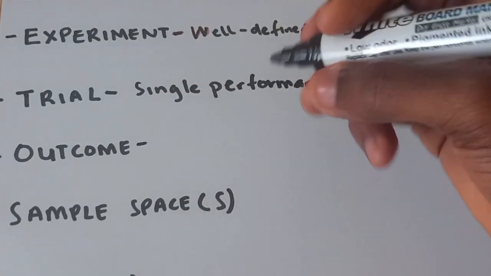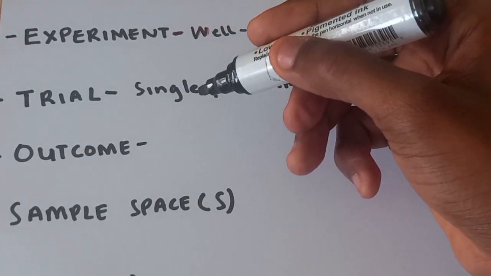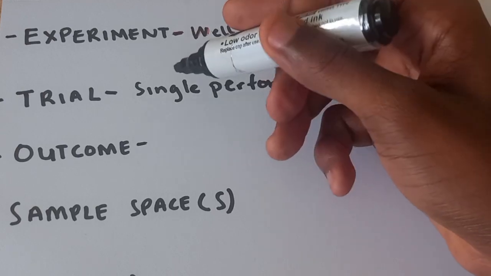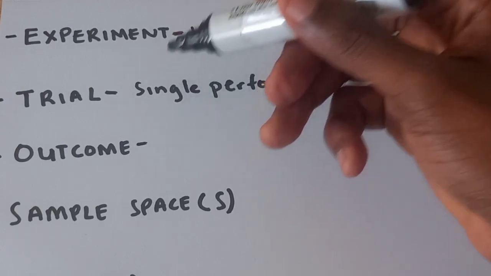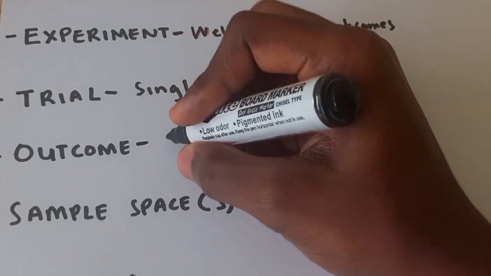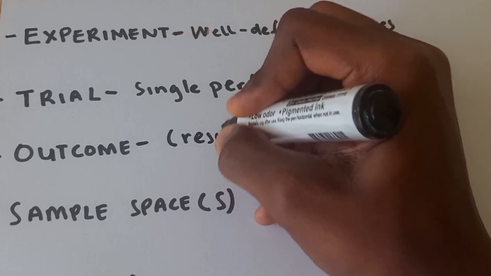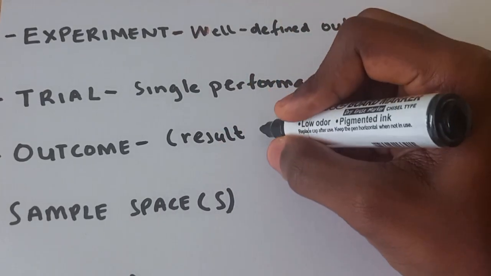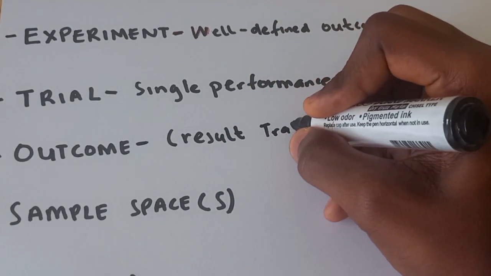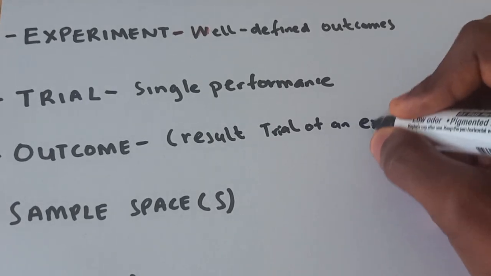An outcome is a result of a single trial of an experiment. So the results we get in the repeated experiment is what we call the outcome. So an outcome is the result of a trial of an experiment.